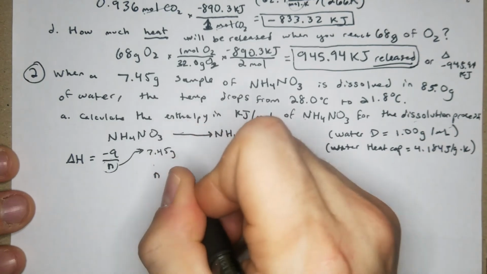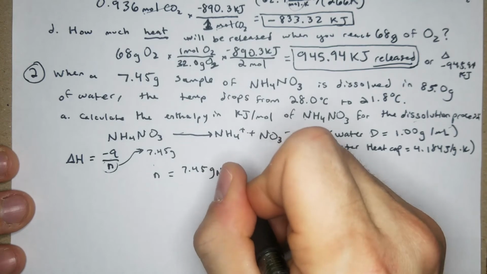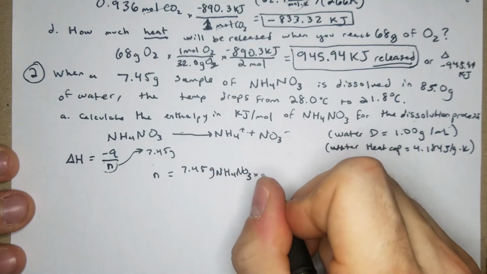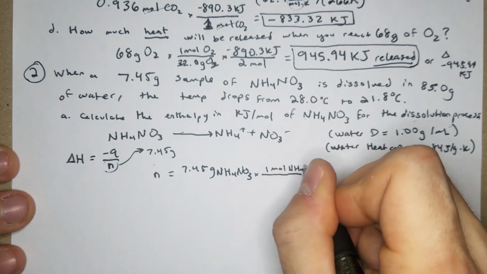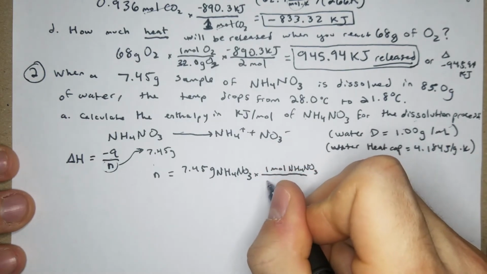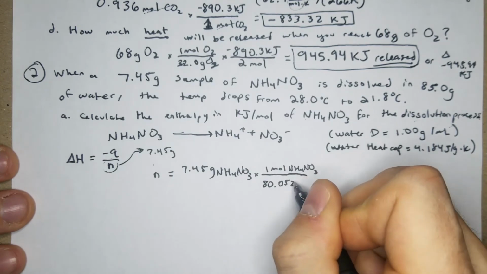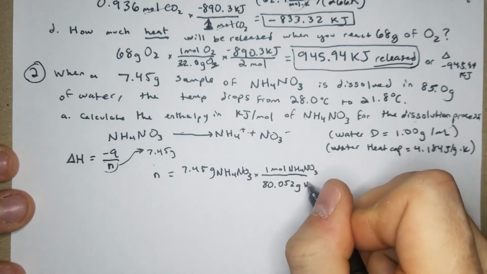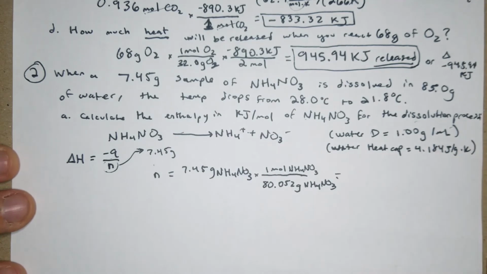So what is N? N is going to be equal to 7.45 grams of NH4NO3 times 1 mole of NH4NO3. Shouldn't have picked such a long compound there. And then what is it? The molar mass I wrote out ahead of time, 80.052 grams of NH4NO3. There we go. Okay, so what do we got?